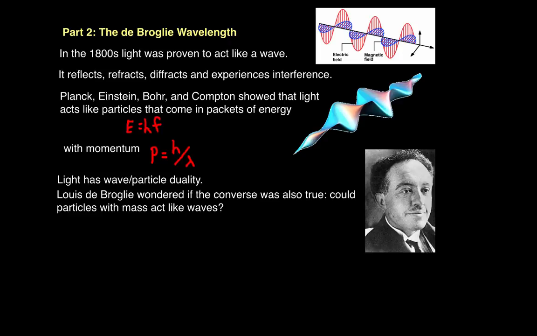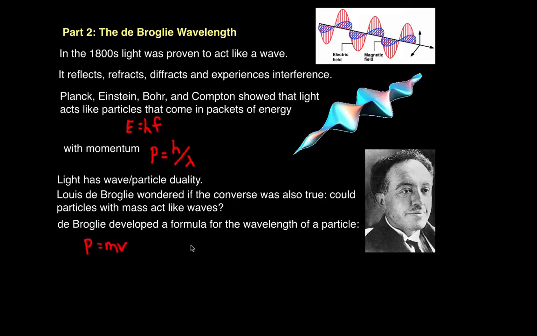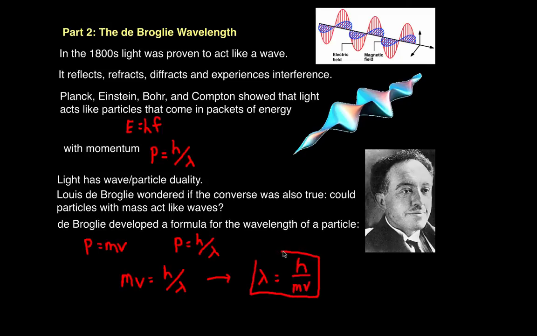Louis de Broglie wondered if the converse was also true. Could particles with mass act like waves? De Broglie developed a formula for the wavelength of a particle. Since we know the momentum of a particle with mass is p equals mv, and the momentum of a particle with a wavelength is p equals h over lambda, if particles with mass also had a wavelength, then these momenta should be equivalent. mv equals h over lambda. Rearranging this for wavelength gives us lambda equals h over mv, the wavelength of a particle with mass.